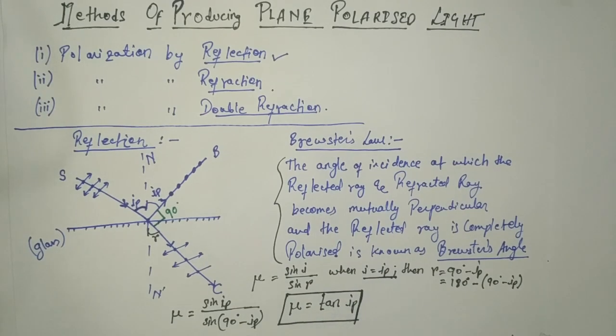So if we define Brewster's law, we can say that Brewster's law states that the tangent of the polarization angle is equal to the refractive index of the medium, here we have taken glass, from the surface at which refraction of unpolarized light takes place. So this is the final definition of Brewster's law and is very important from an examination point of view.